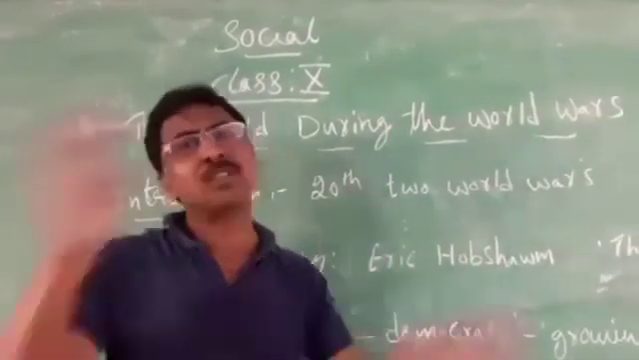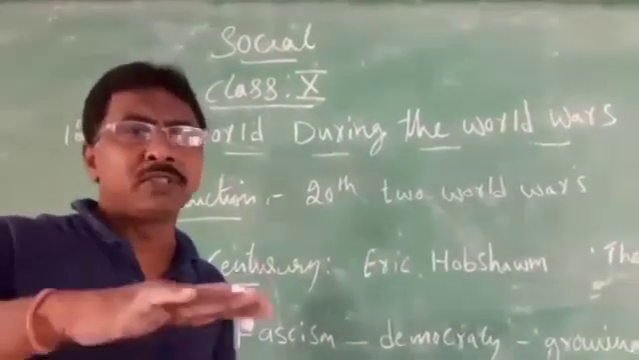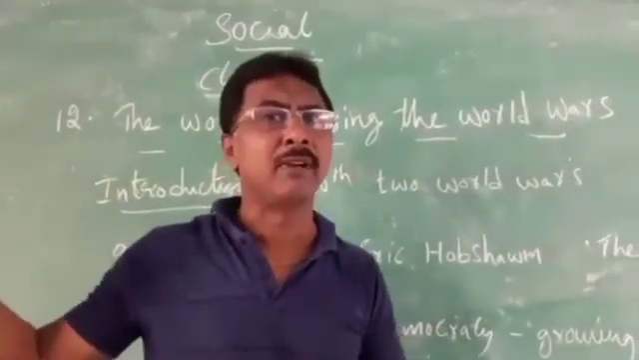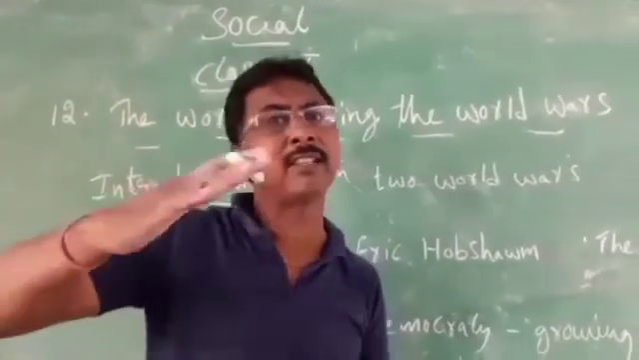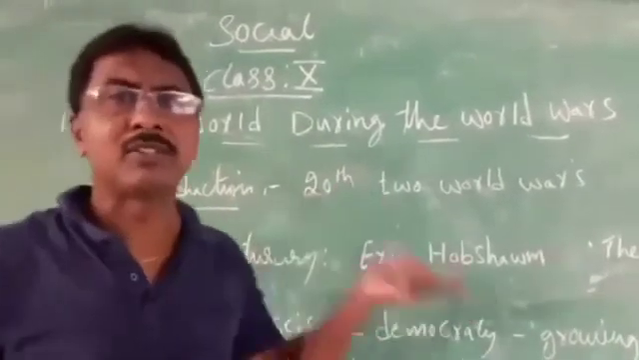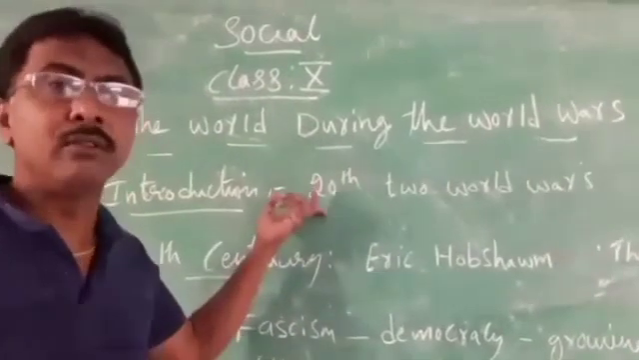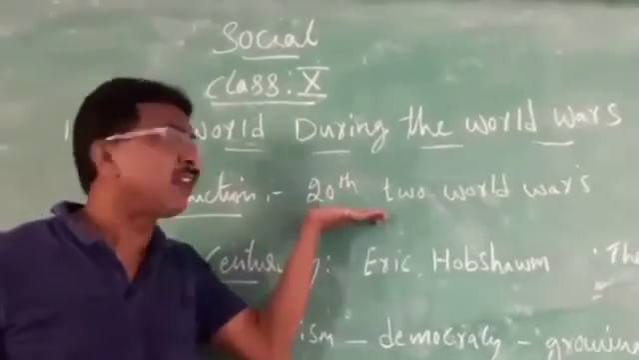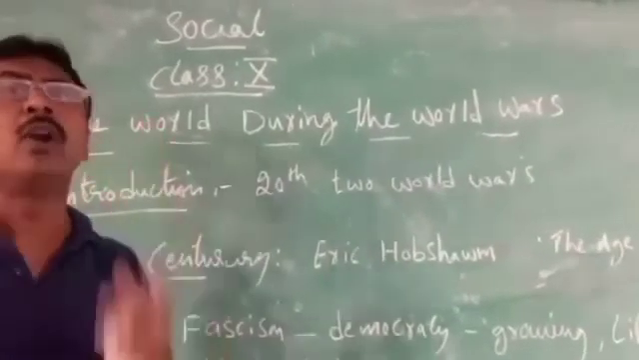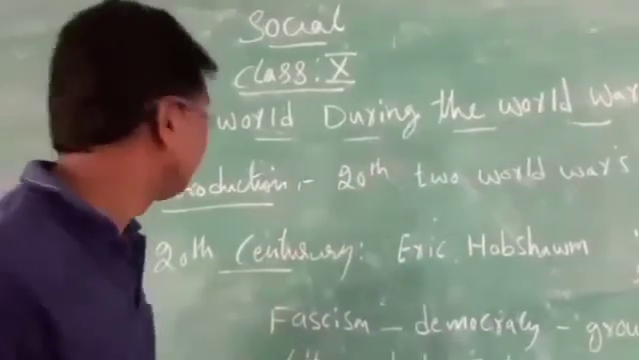What is history? History means the past level. The study of the past, the greatness of the past, what has happened in the past, that is called history. Now we are going to discuss history in the 20th century. In the first half of the 20th century, 2 world wars happened, and I am going to tell you about that.